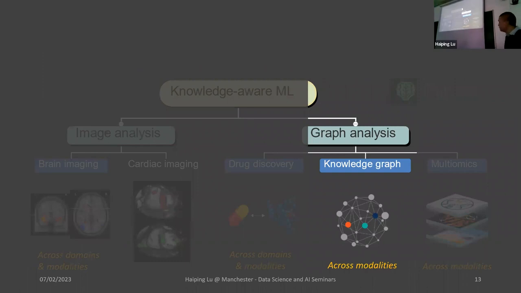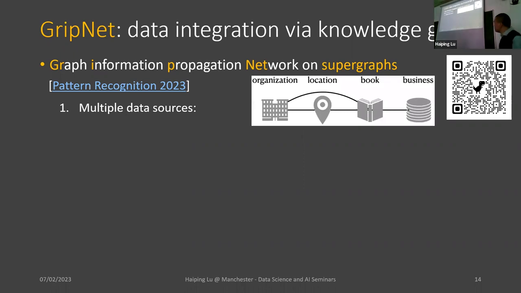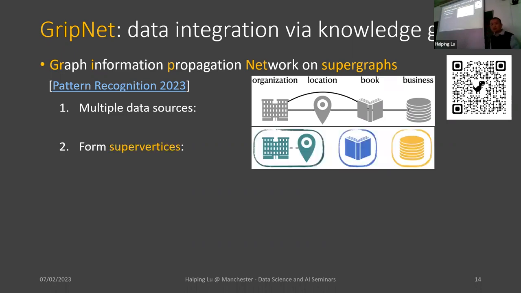And the third work is on knowledge graph, where we integrate data from multiple modalities. Basically, we use knowledge graph as a way of doing data integration. This work is called GRAPH, Graph Information Propagation Network on supergraphs. Here we consider multiple data sources. For example, it can be a conventional database with organization, location, food, and business.